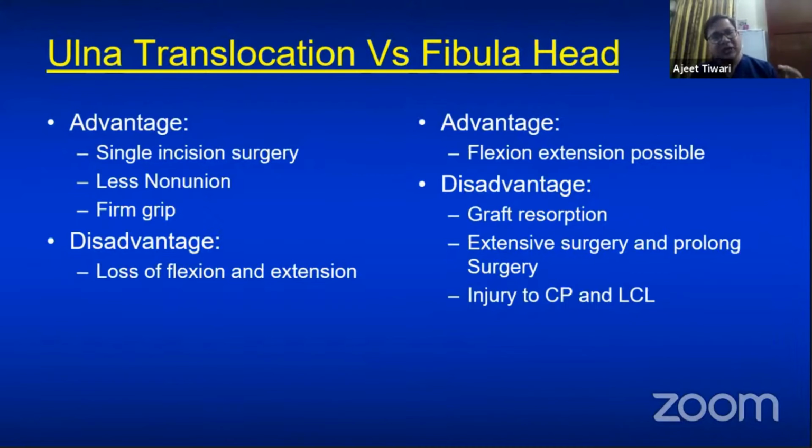You can translocate the ulna and fuse it with the radius, and you will have good pronation and supination. There is less likelihood of a non-union because of the vascular cuff of the muscles attached to the ulna head, so when you do the arthrodesis, it unites very well. The disadvantage of ulnar translocation is that you will lose flexion and extension, because once you have fused the wrist, there will be no flexion and extension.